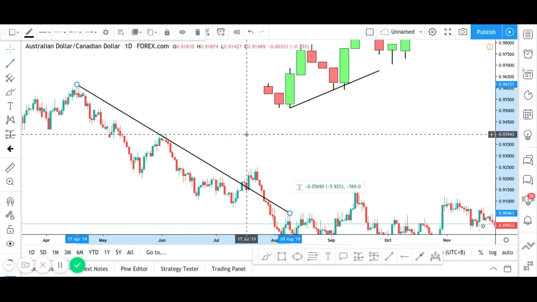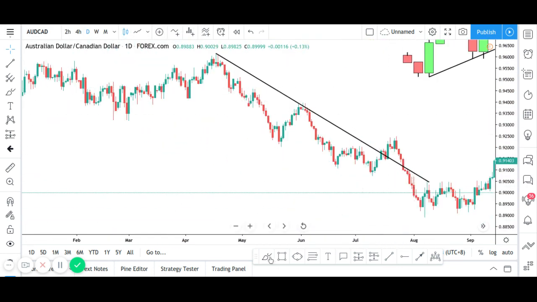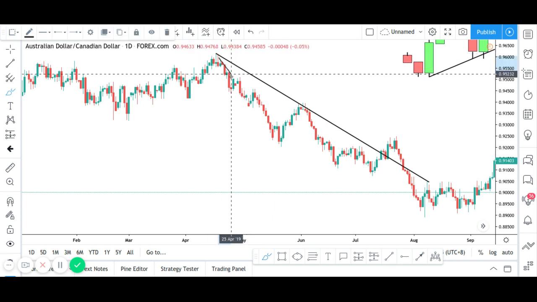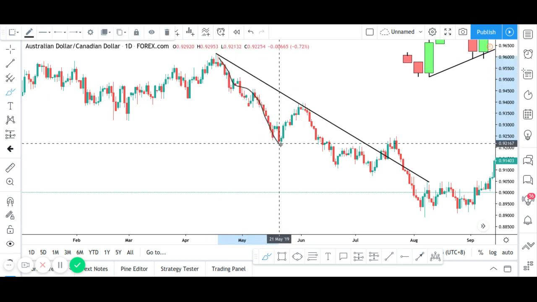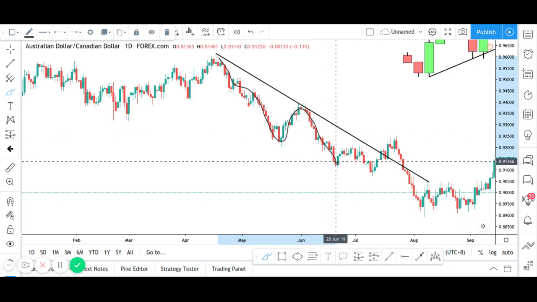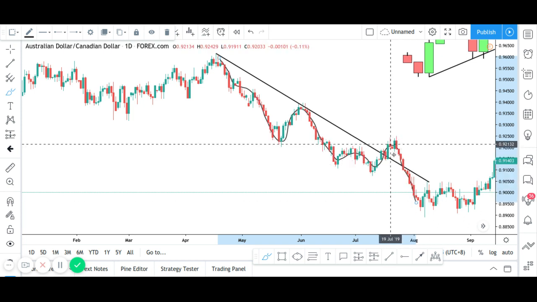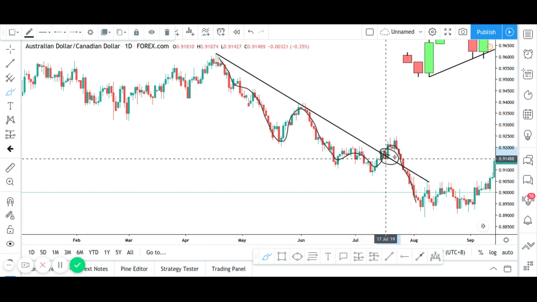Okay, so basically what you guys can see about this move is that the market came down. It respected this area and then decided to break out, and you could have entered the market around this area over here.